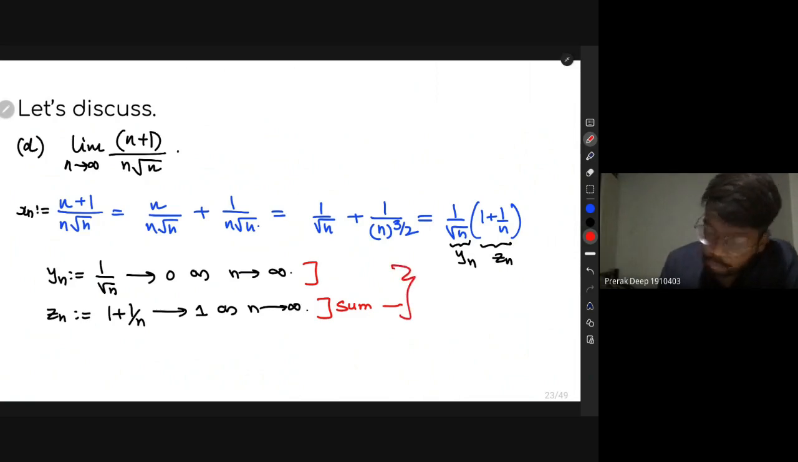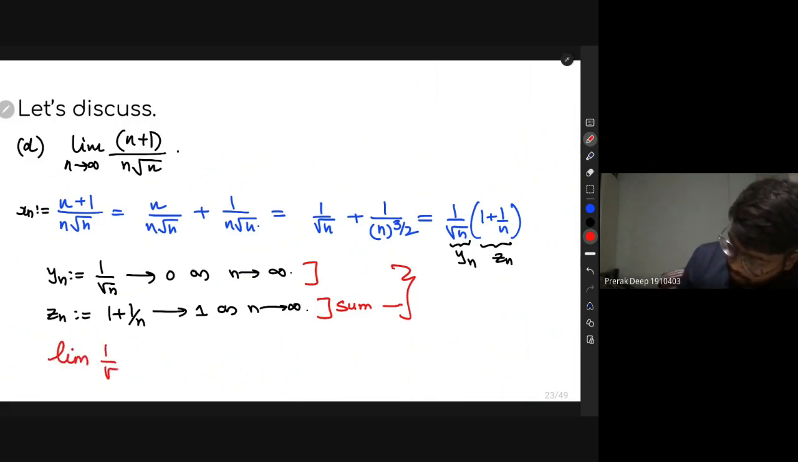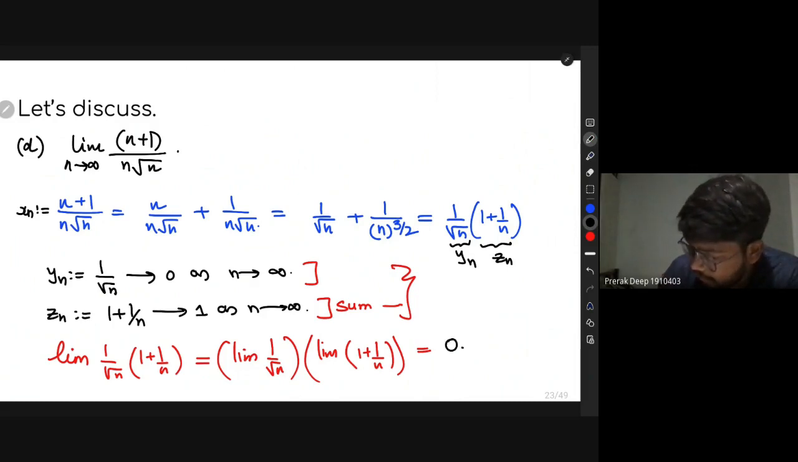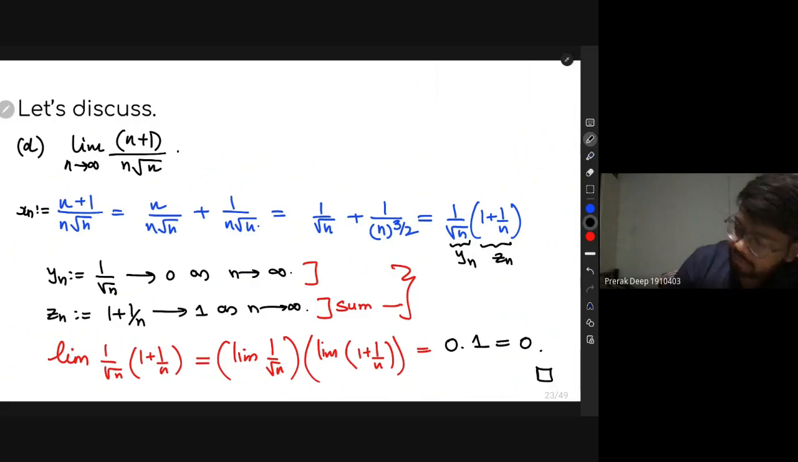Now the product of these two things, so the limit of 1 over square root of n times 1 over 1 plus n will be the limit of 1 over square root of n times the limit of 1 plus 1 over n. So the first thing is 0 times 1, going to be 0. So the limit of this sequence is 0.